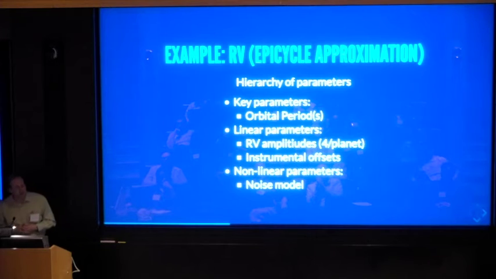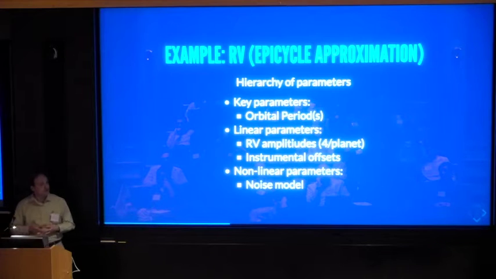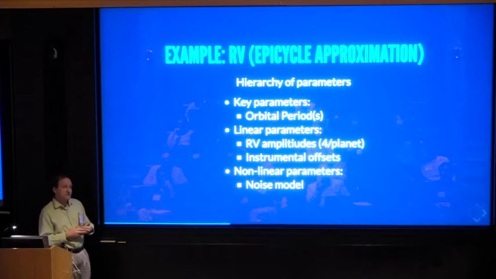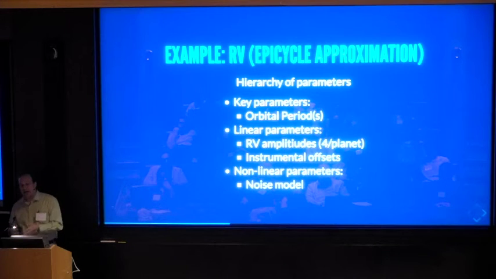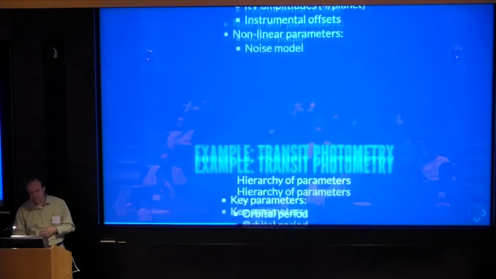However, if you're able to change the way you write the functional form, you can write it in a way in which the RV amplitudes are nearly linear in four parameters, at least for low eccentricities. By doing that, you're then able to both optimize and marginalize much more efficiently and drastically reduce the number of nonlinear parameters you need to deal with.